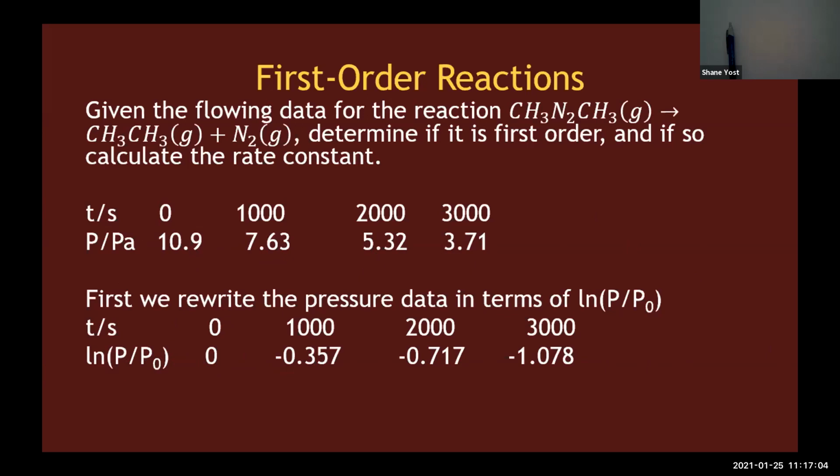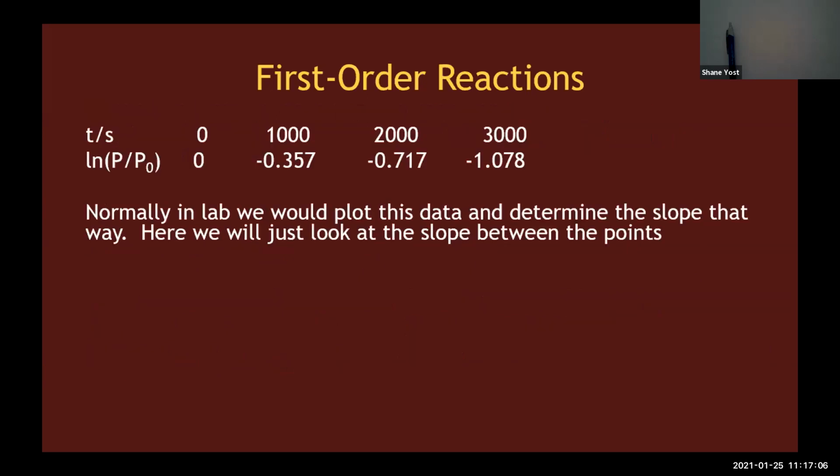Right, so then I have that data where I take the natural log of my pressures. And then again, in lab, you'd say plot that, fit it with Excel or something like that. If you wanted to know whether or not it was a straight line and you didn't have access to a computer or a calculator that could make this plot for you, you could just look at the slope between different points.